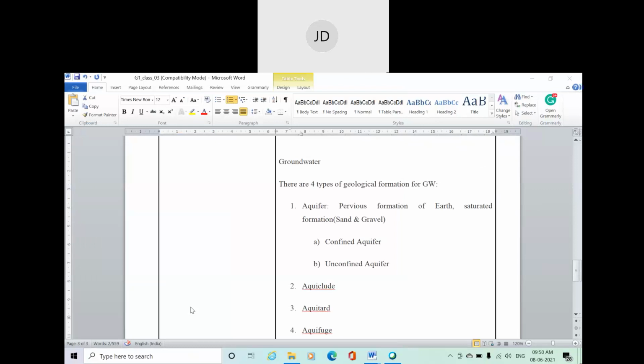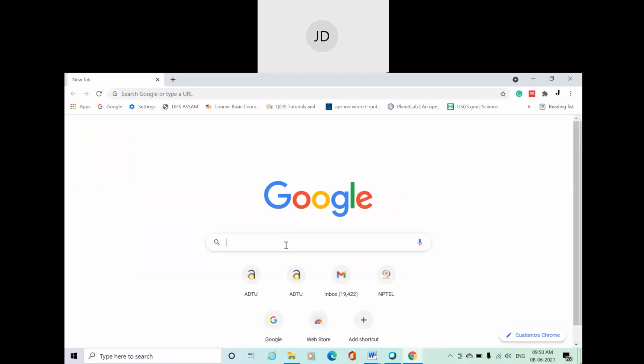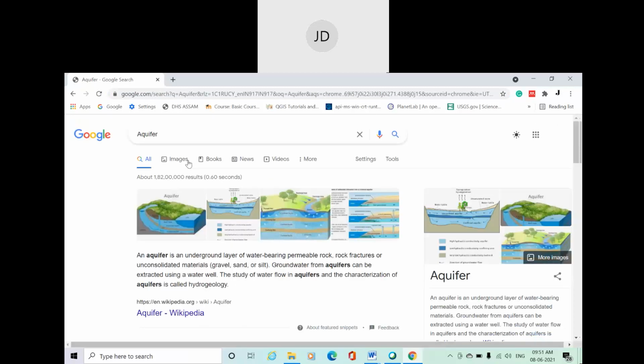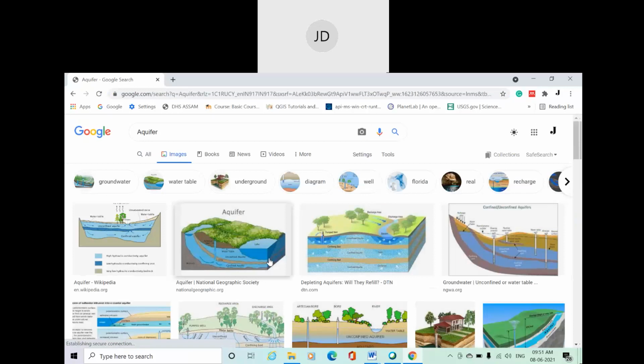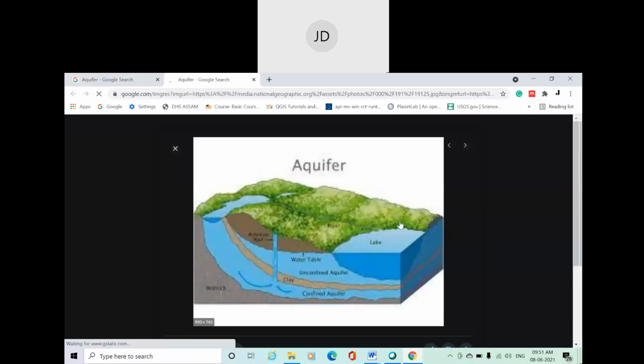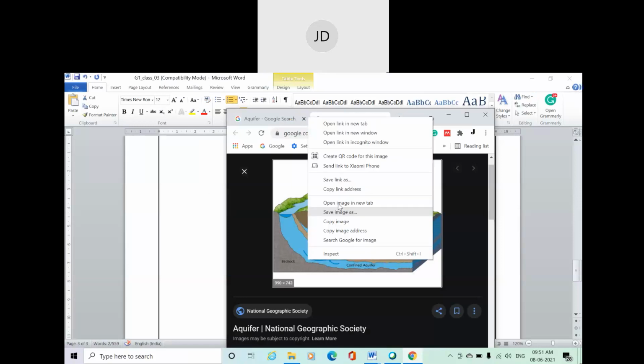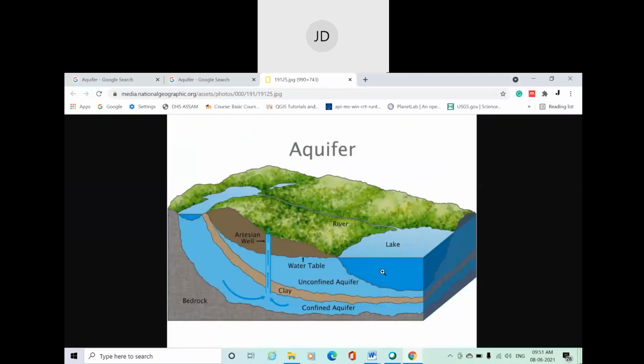If you want to see how an aquifer looks, you can Google it, and you will find images like this. I will show you some images here. So here you can see this is an aquifer. You can see the confined aquifer and the unconfined aquifer. I have already told you what an aquifer is. It is a geological formation, basically made of gravel, sand, all these things, that means water can pass through this particular layer. Now there are two types of aquifer, confined and unconfined.